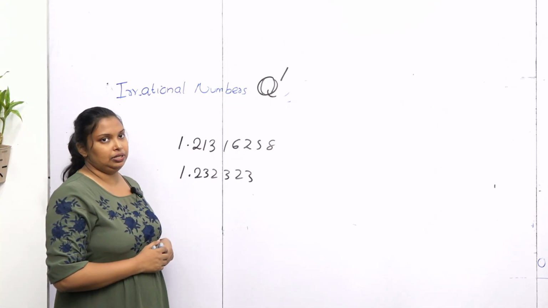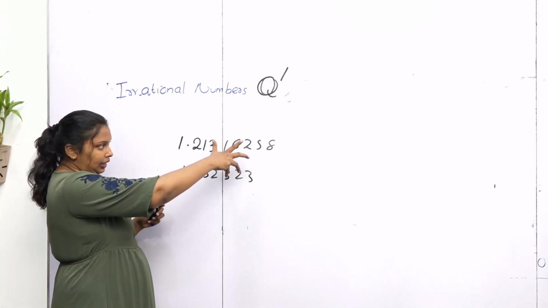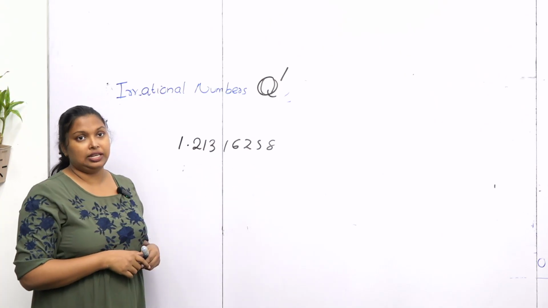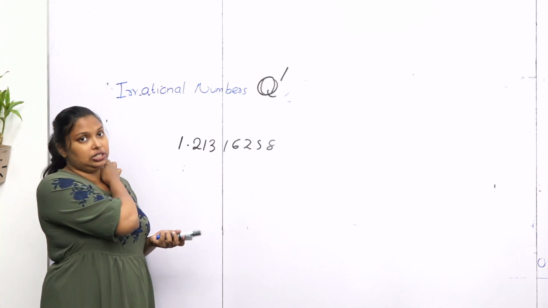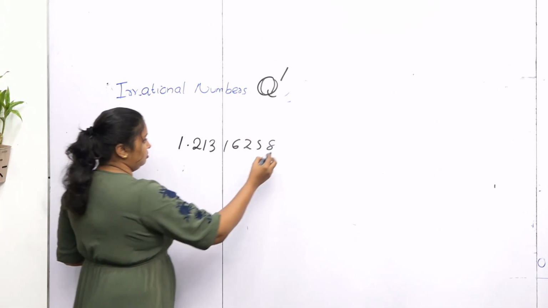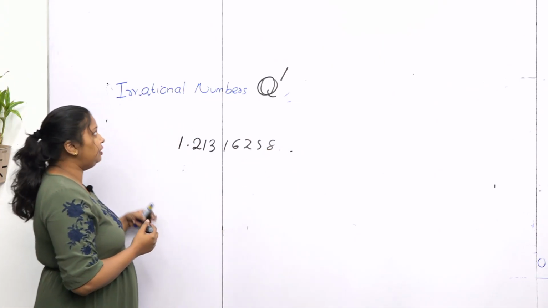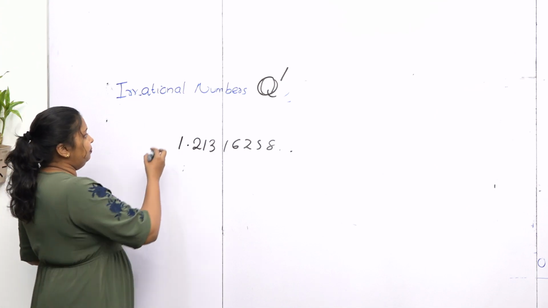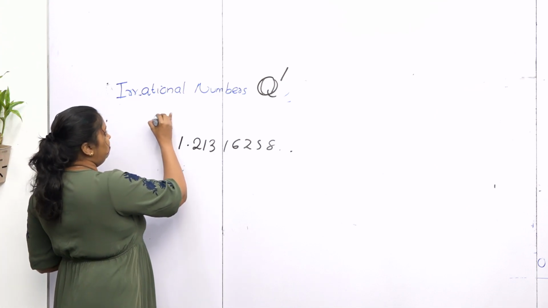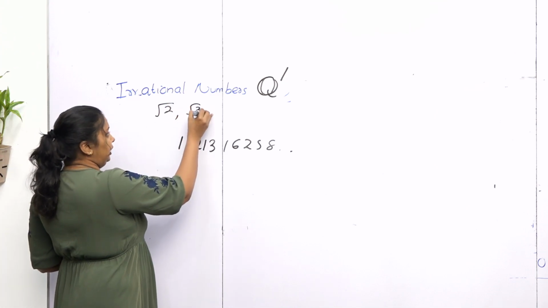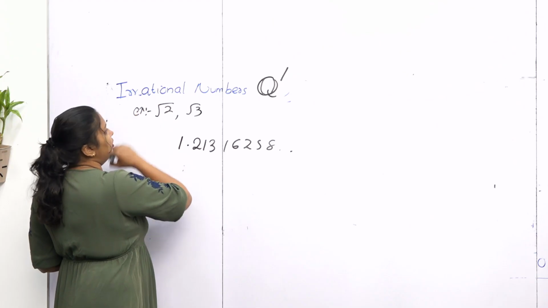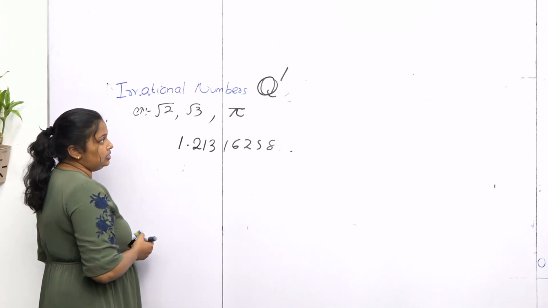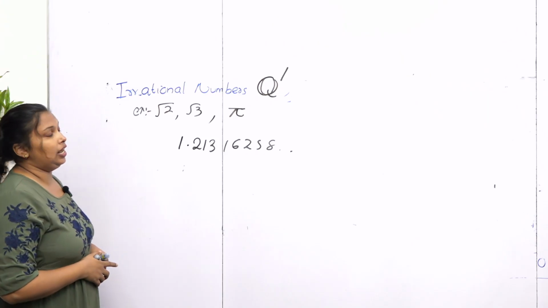These are rational numbers. But if we don't have any pattern, these kinds of numbers we call irrational numbers. We can't write them as a fraction. That's why we call them irrational numbers. For example, root 2, root 3, root 5. Then you have learned about pi. These are irrational numbers.